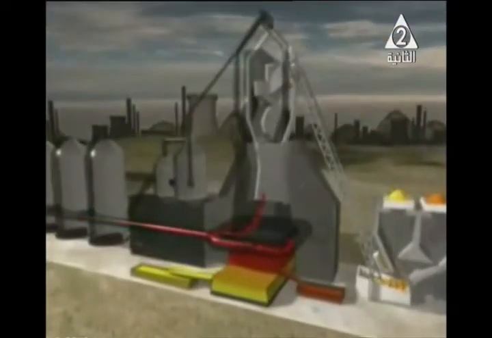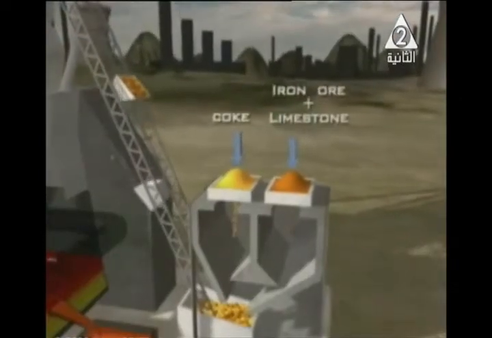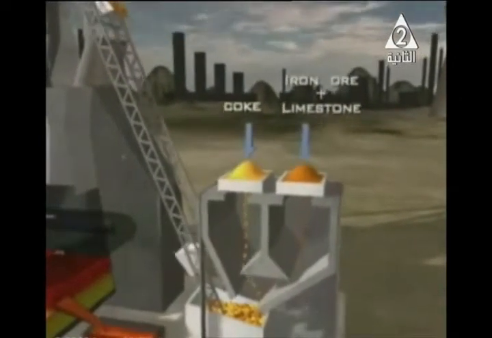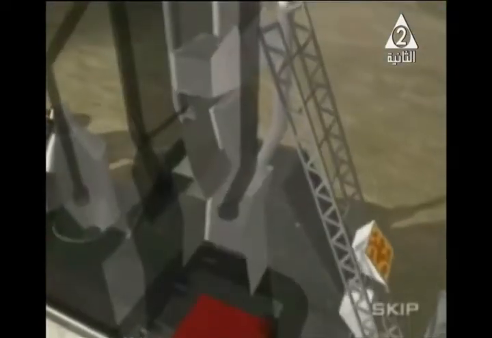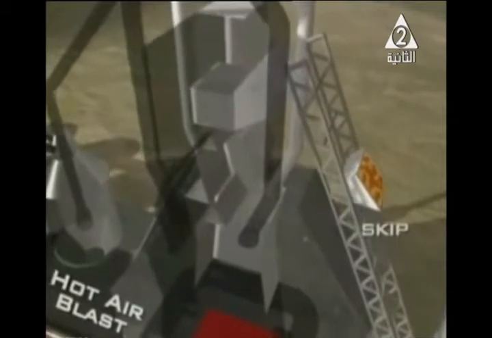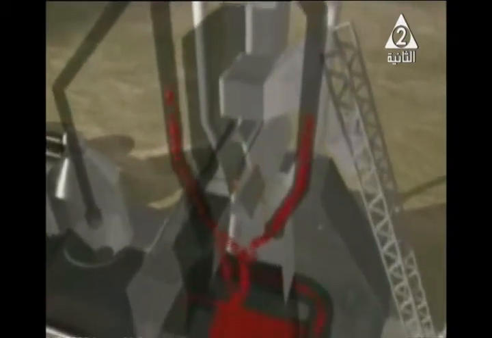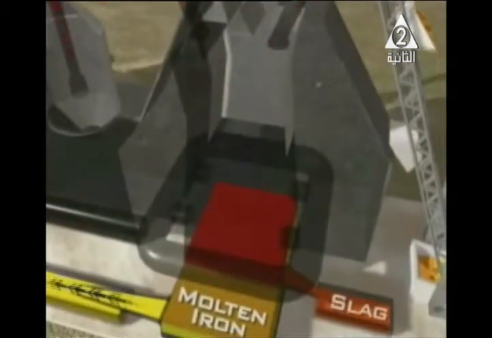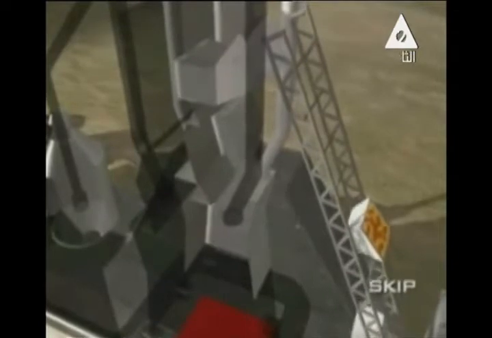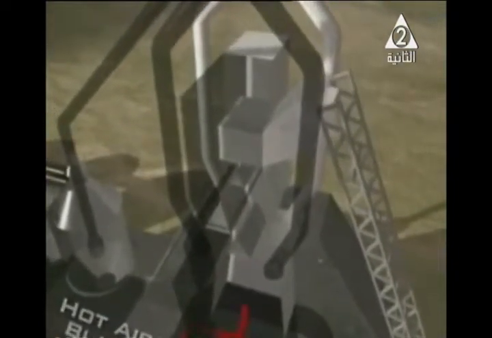Here, my dear students, the iron ore and coke are fed to the blast furnace from the opening at the top of the furnace in order to carry out the reduction process, where the coke is heated to form carbon dioxide, and carbon dioxide reacts with coke forming carbon monoxide that reduces the iron 3 oxide.